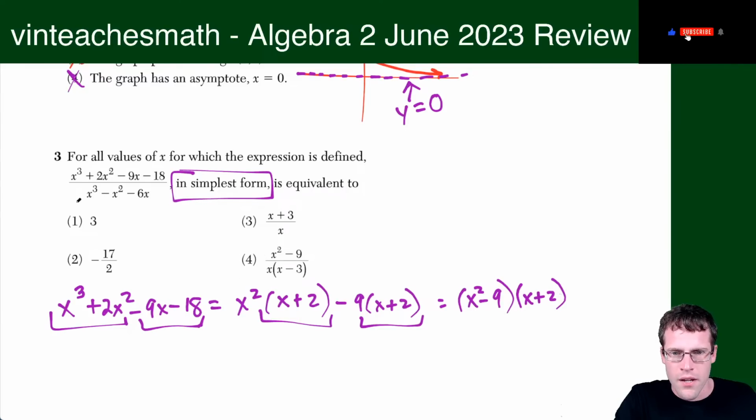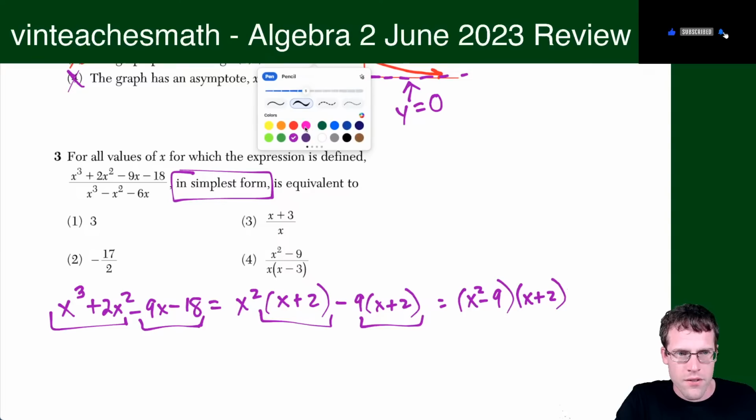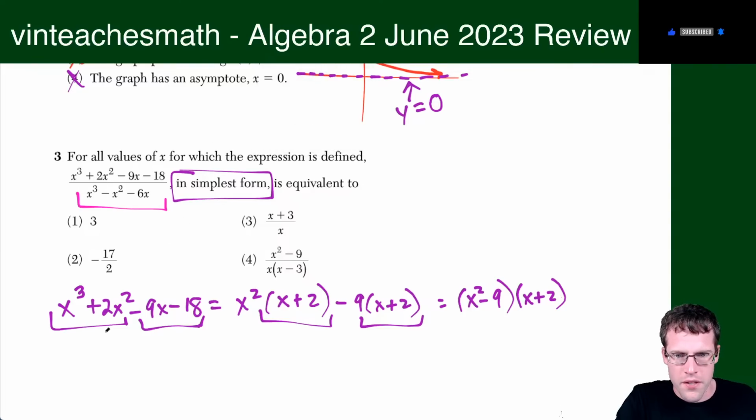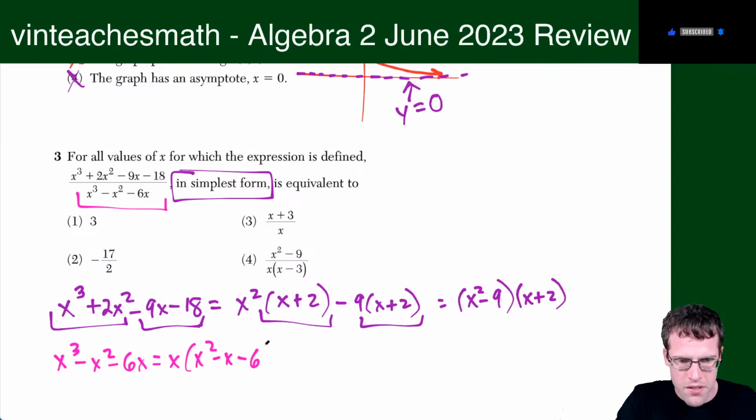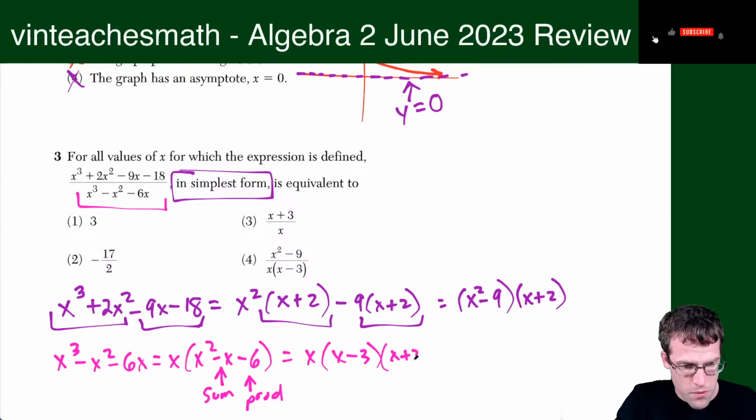good answer choice. So let's say now I factor the bottom stuff. So I have x to the third minus x squared minus 6x. I take out an x, and I've got x squared minus x minus 6. And now this will factor to, we need 2 numbers that have a sum of -1 and a product of -6. So that would be -3 and +2.